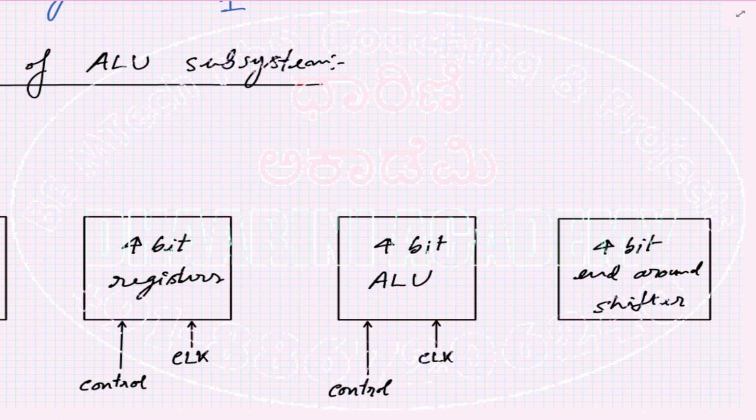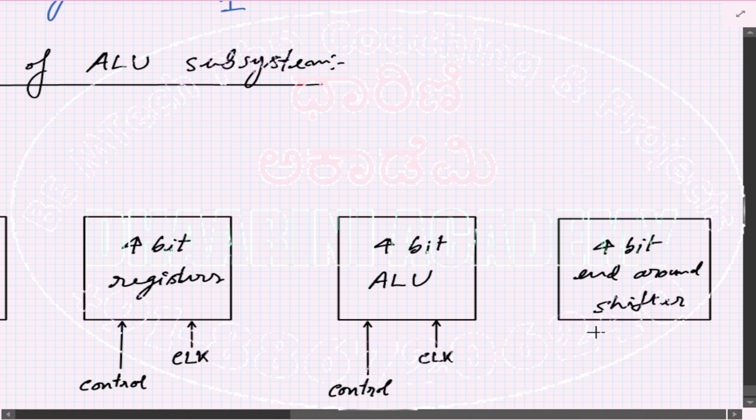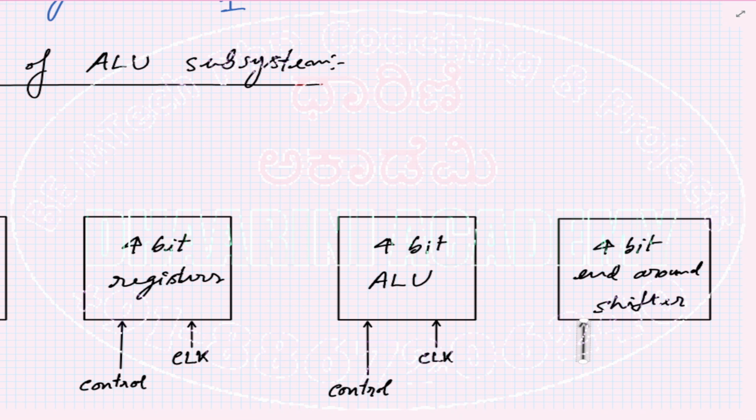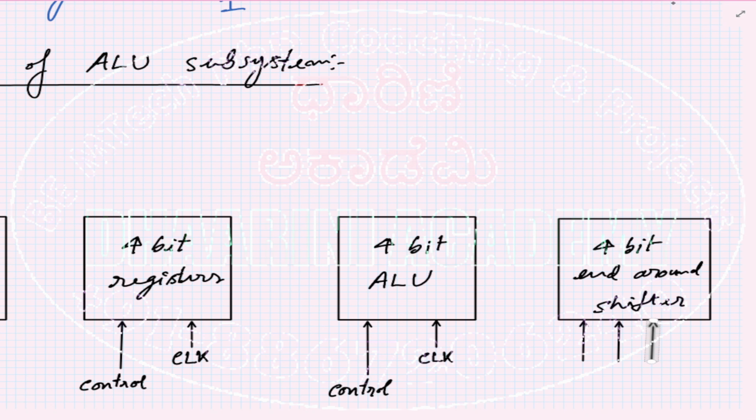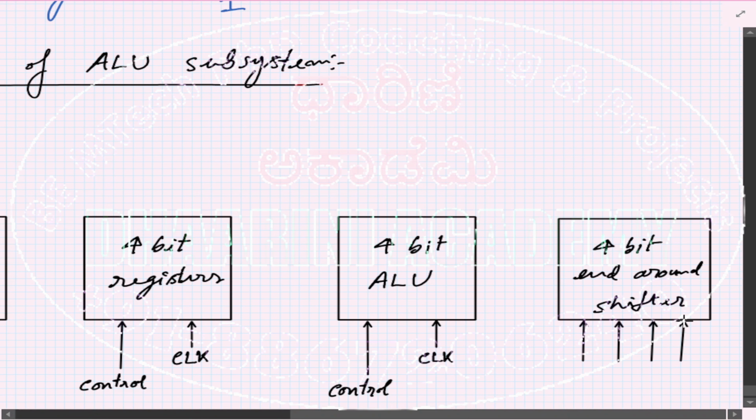Right, yesterday we have seen that if we are using a 4-bit end around shifter, how many controls are required? Can you check yesterday's circuit? Right. Okay, so we draw four controls here. So this is shift control.